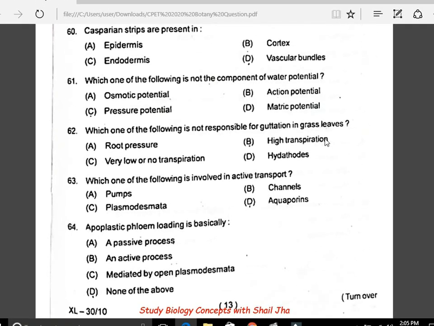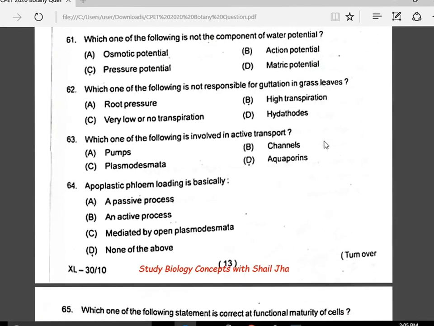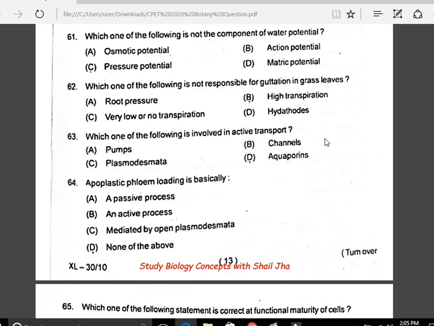Casparian strips are present in C, that is endodermis. Which one of the following is not a component of water potential? The answer is B, action potential. Which one of the following is not responsible for guttation in grass leaves? The answer is B, that is high transpiration.